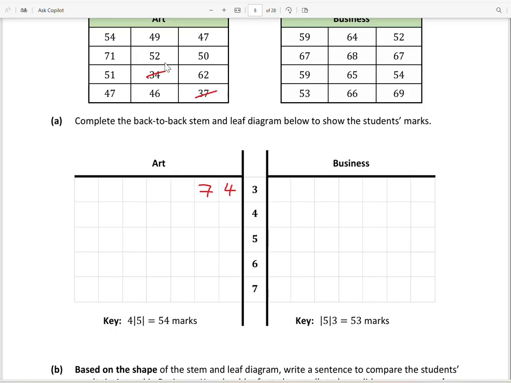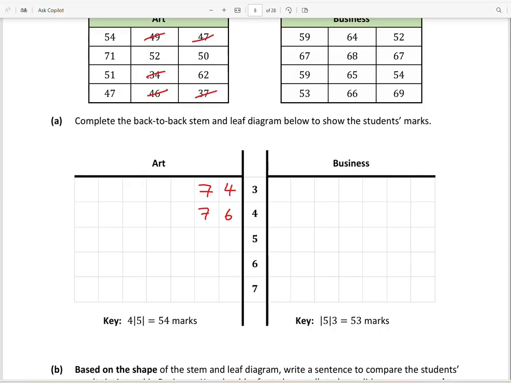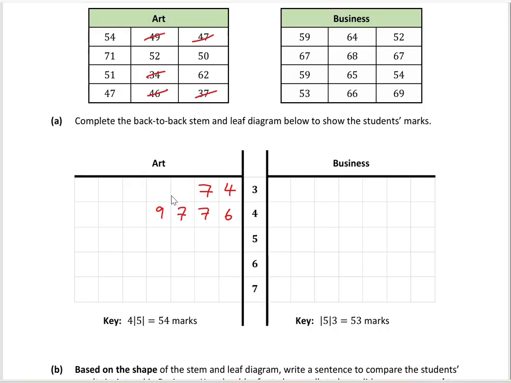Okay, next one, is there any more 30s? No, there's 40. 46 and 49 and 47. So 46, 47, 49. Sorry, there's two 47s. My mistake. So I need to add the extra 47 and then I've got the 9. Okay.